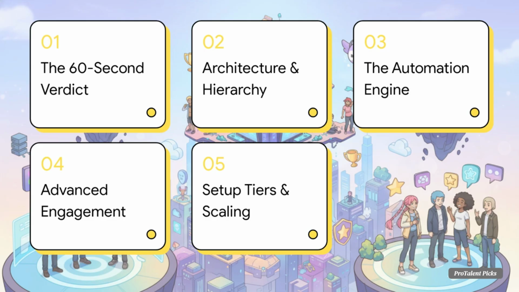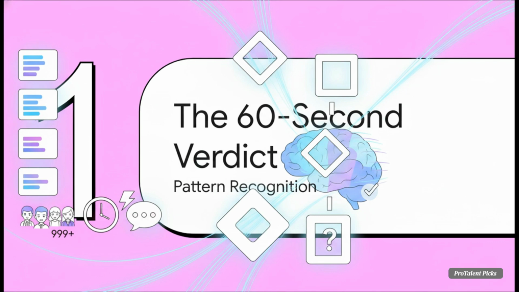All right. Here is our roadmap to getting this professional environment built correctly before your first member even arrives. 1. The 60-second verdict. 2. Architecture and hierarchy. 3. The automation engine. 4. Advanced engagement systems. And 5. Setup tiers and scaling. Let's get to it. Okay, let's dive into this.